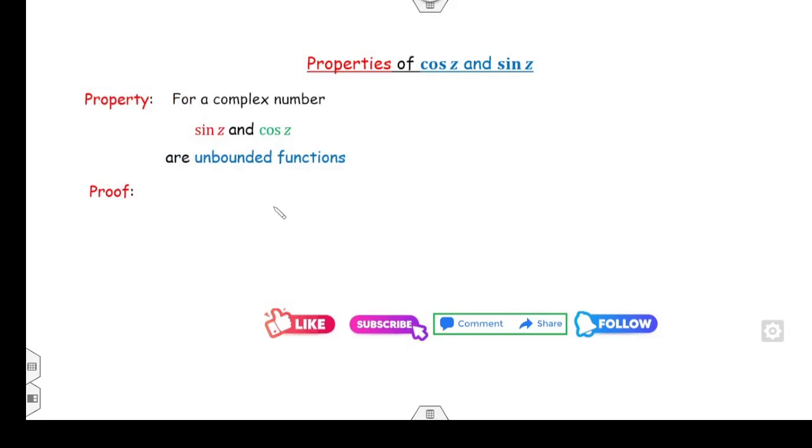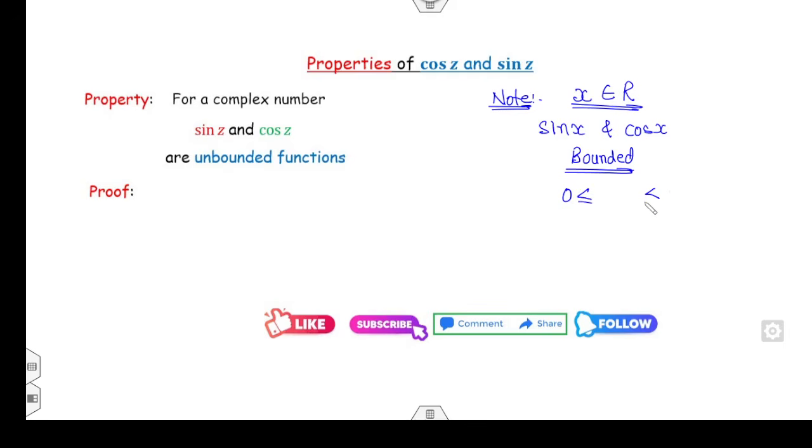Next property: sin z and cos z are unbounded functions. Make sure, students, we all know that whenever x is real, sin x and cos x are both bounded functions, bounded between minus 1 and 1. But whenever they are complex numbers, then we can say sine and cosine are unbounded functions.